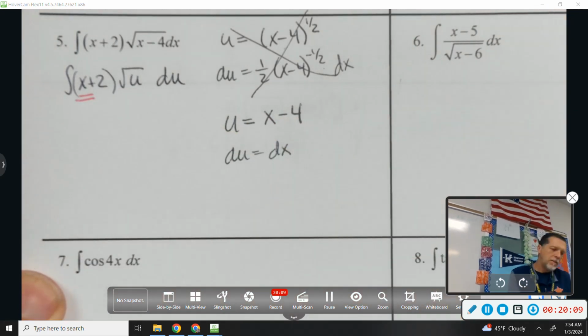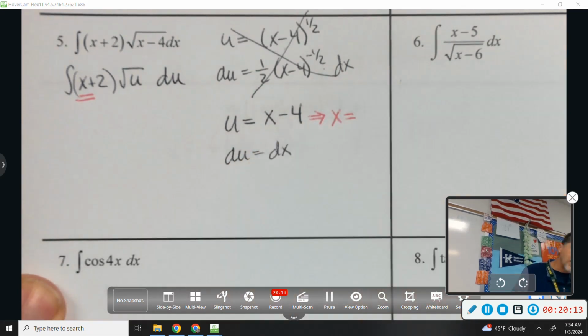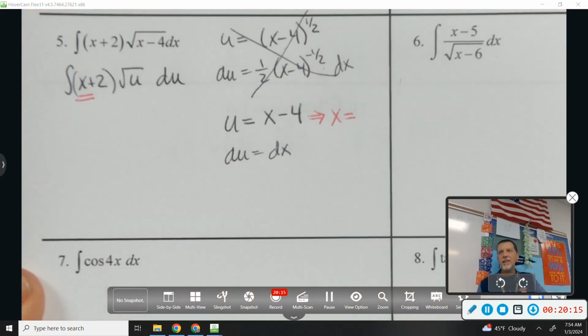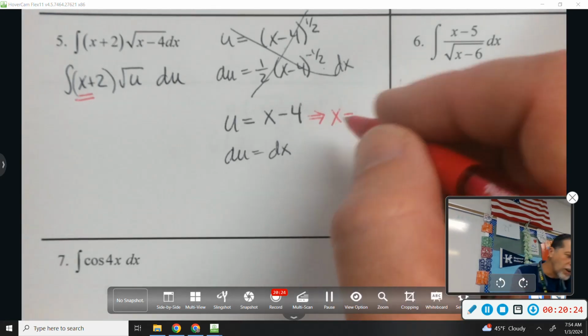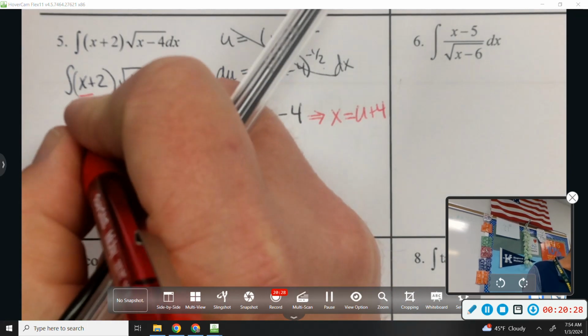Well, if u equals x minus 4, this is like a double reverse trick play problem here. What's x equal to? u plus 4. So in place of x, I can put u plus 4.